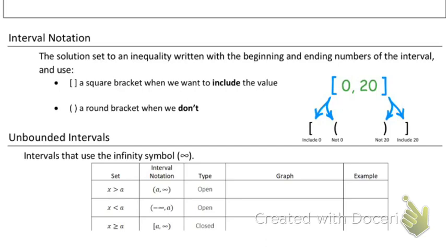The first thing we're going to start talking about is interval notation. It's a way to list a whole bunch of number solutions without having to list 0, 1, 2, 3, 4, 5, 6. In fact, it'd be 0.0001. So we have infinite solutions here.